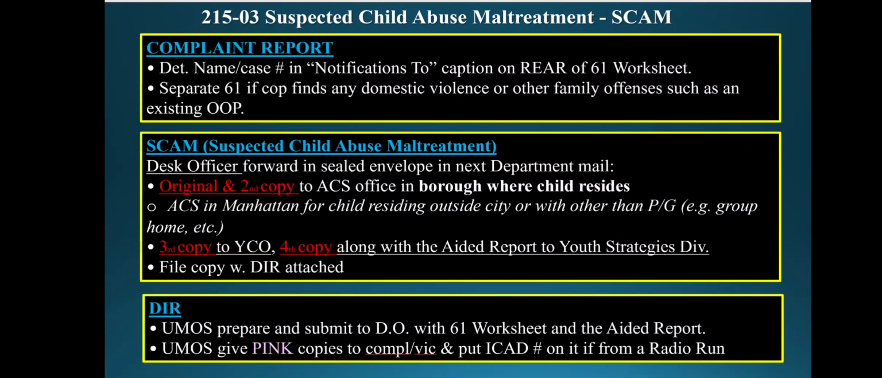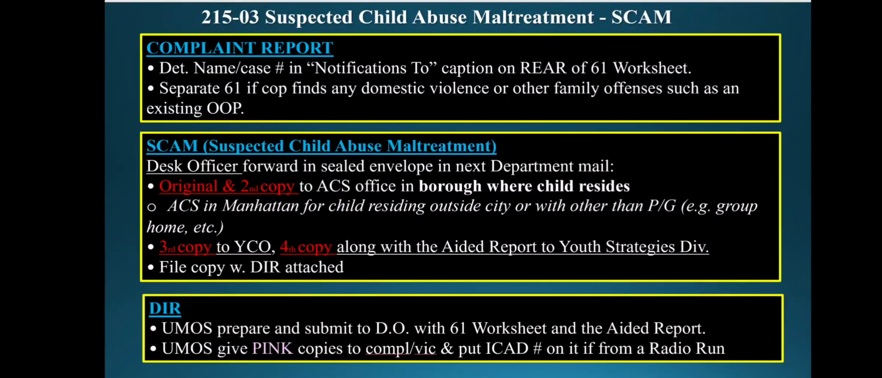Now there's some notes here about each one of these forms, so let's read them together. The complaint report: the detective's name and case number goes in the notifications to box on the rear of the 61. Separate 61 if cop finds any domestic violence or other family offenses, such as an existing order of protection.